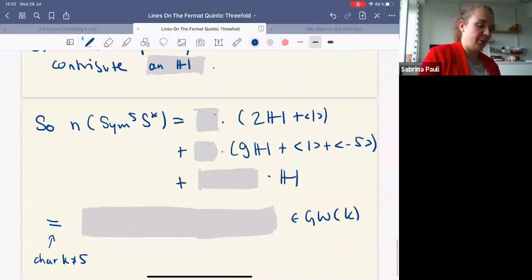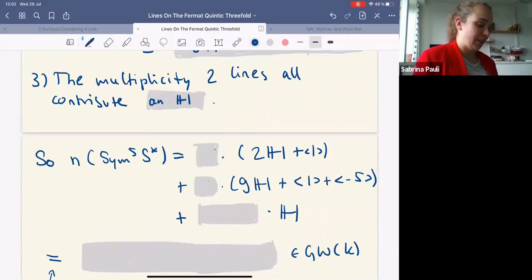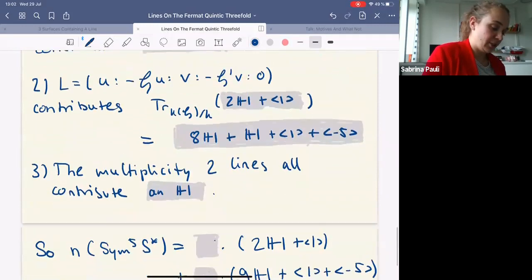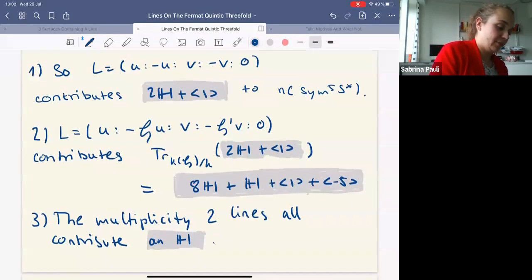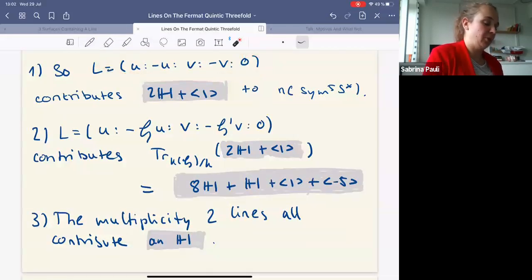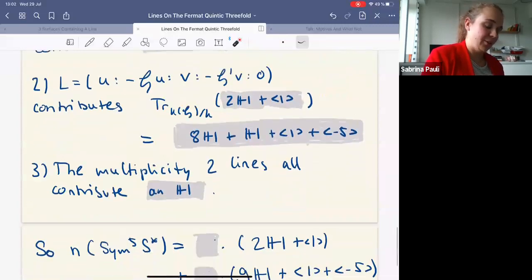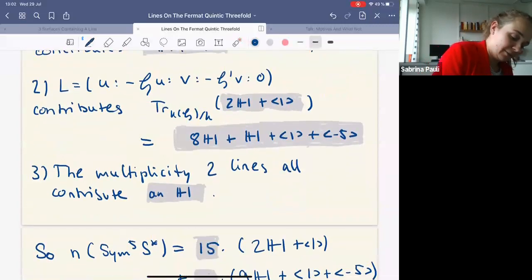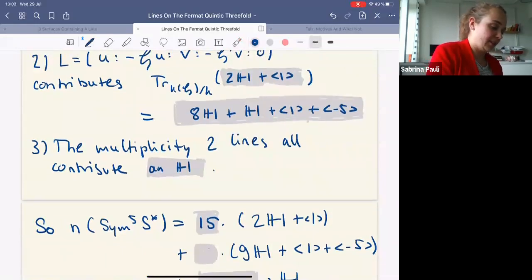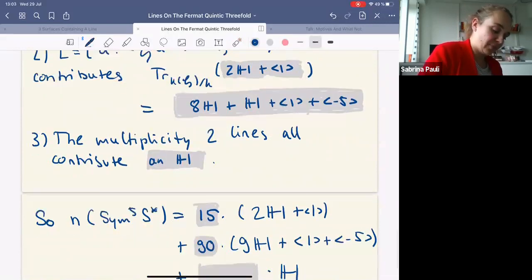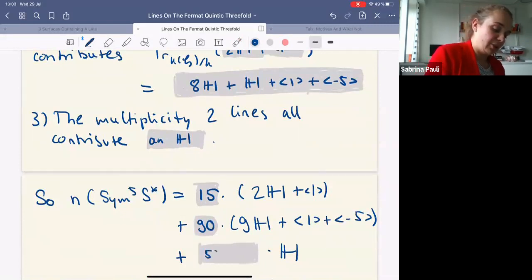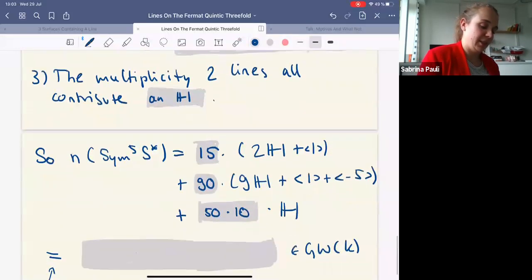So now let me sum up everything to get our Euler number. Of this first type here, if I commute the coordinates, there are 15 different choices, namely 5 choose 2 times 3 choose 2 divided by 2, because I counted twice. This is 15. Of the second type here, let me say there will be 90 of those. And I said there are 50 components, and on each there are 10 lines which contribute an h. So this is 50 times 10.